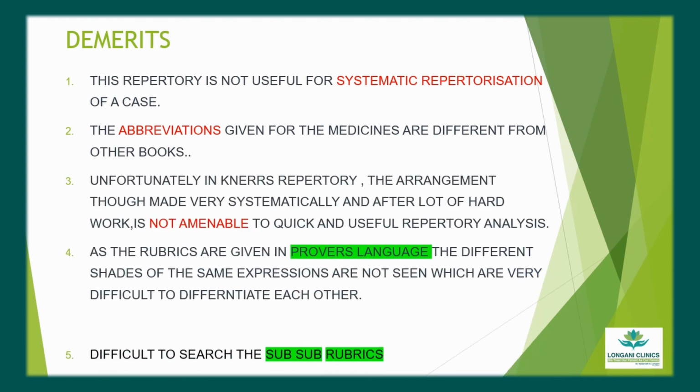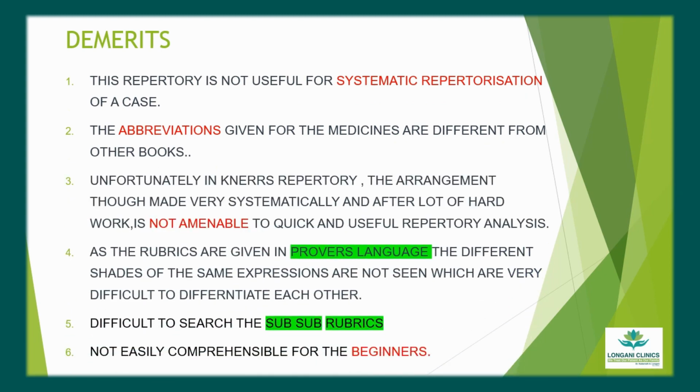Demerits. 1. This repertory is not useful for systemic repertorization of a case. 2. The abbreviations given for the medicines are different from other books. Third one. Unfortunately, in Nayer repertory, the arrangement, though made very systematically and after a lot of hard work, is not amenable to quick and useful repertory analysis.